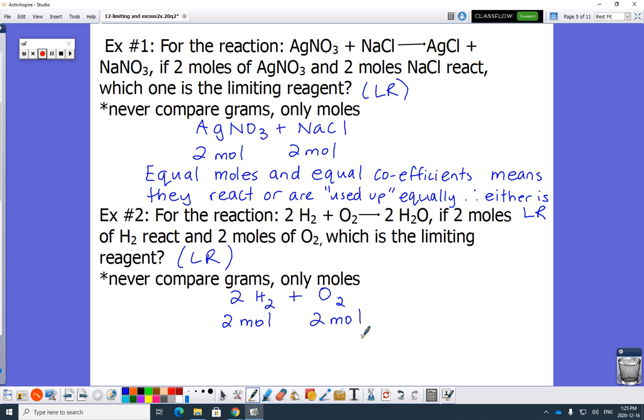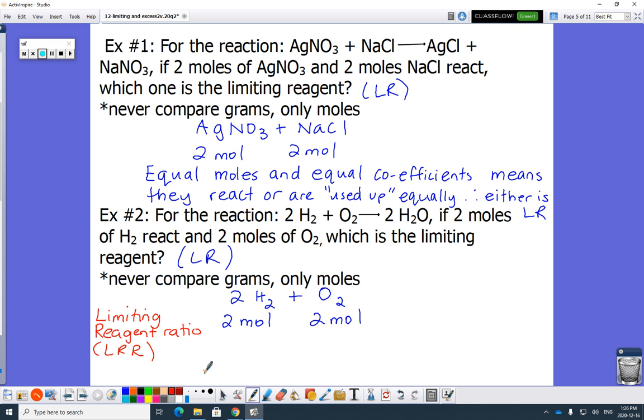You have to figure out which one is going to be used up first. So when we do the question that has actual gram amounts, we need it to be able to compare to each other, okay? Again, we'll just write short forms. So if you're figuring out which one is the limiting reagent, if we need to figure out how much is actually going to be used.